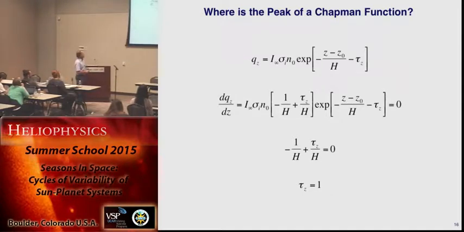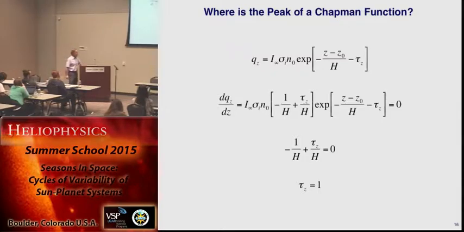So then you get this simplification, inverse of the scale height plus tau over the scale height equals 0, or tau equals 1. The peak of a Chapman function is a place where the optical depth is unity.